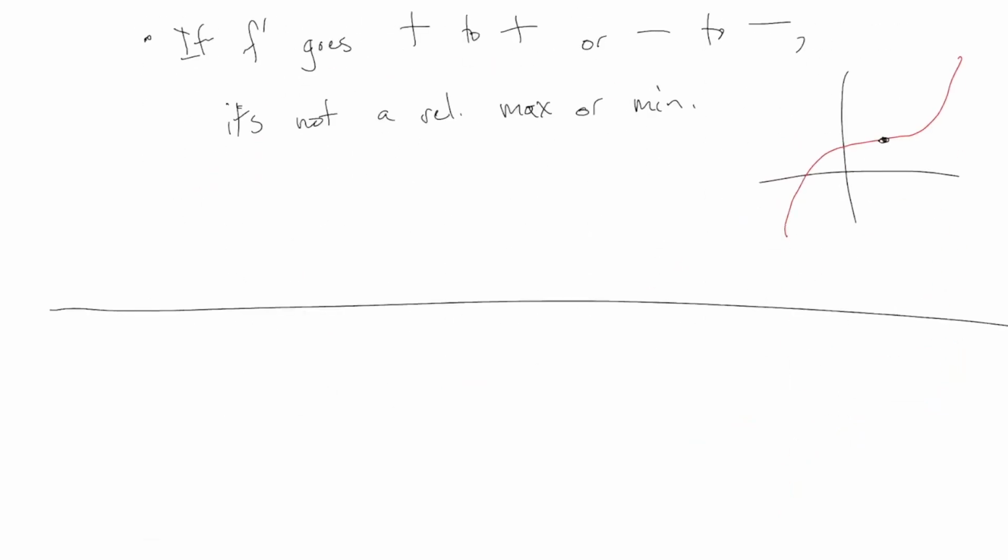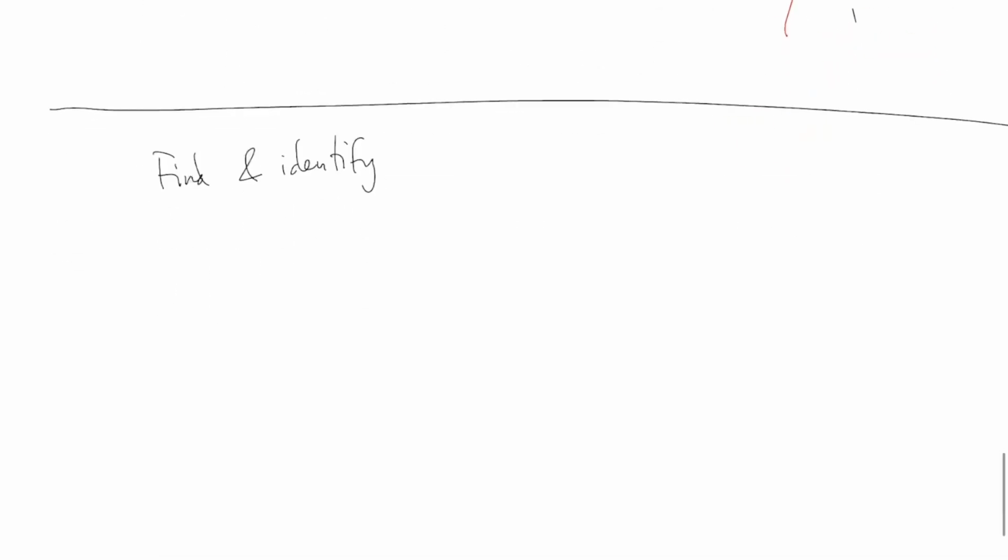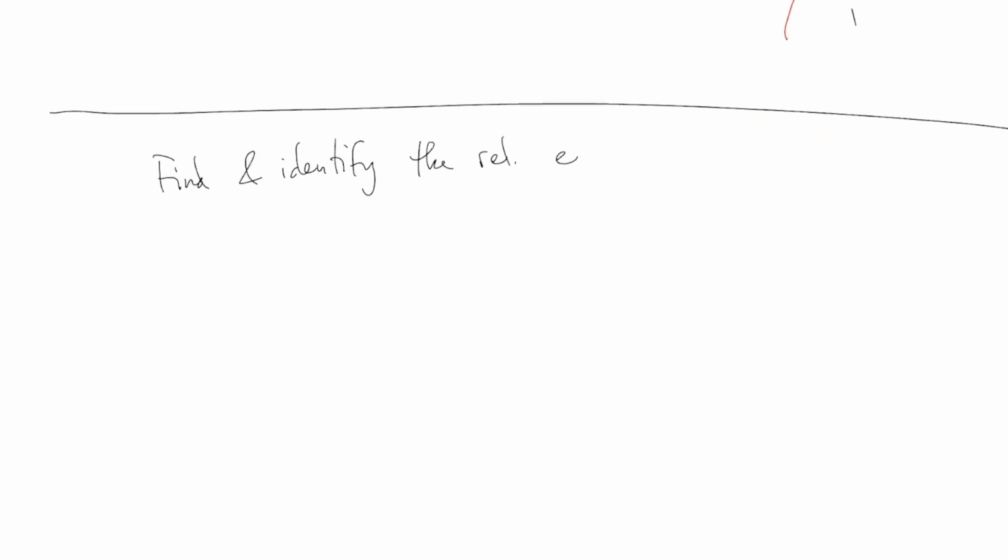All right, so yes, I want you to try to find and identify, by identify I mean say if they're minimum or maximum, the relative extrema for this guy here: x cubed minus 6x squared minus 36x plus 4. See how you like it. I hope you can remember all the steps. You should start by taking the derivative and simplifying as much as you can.